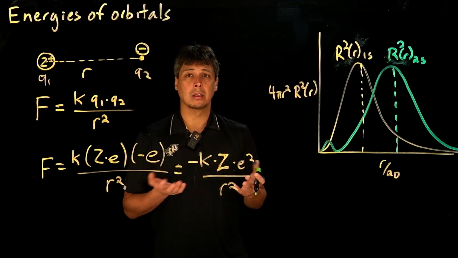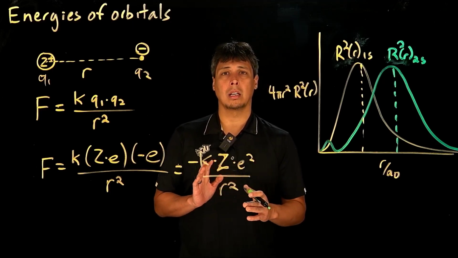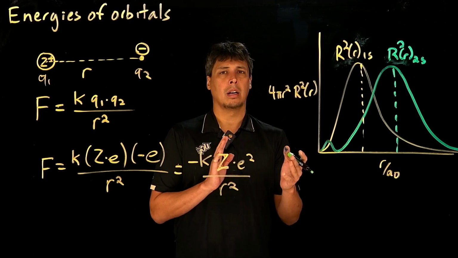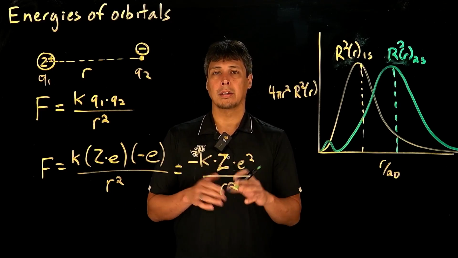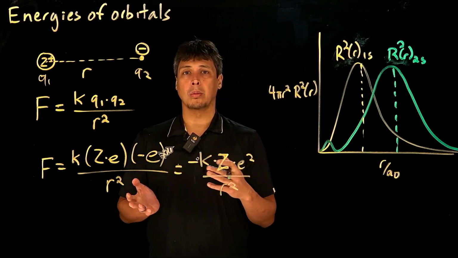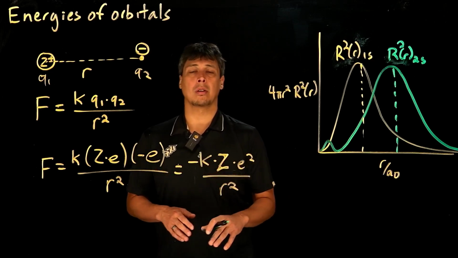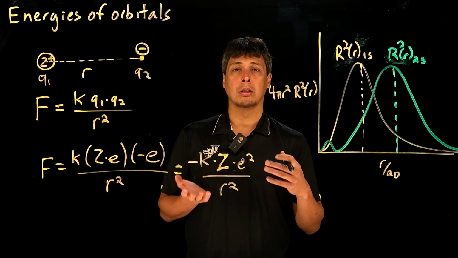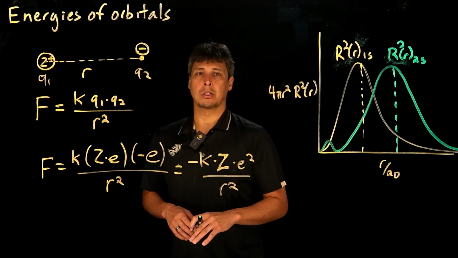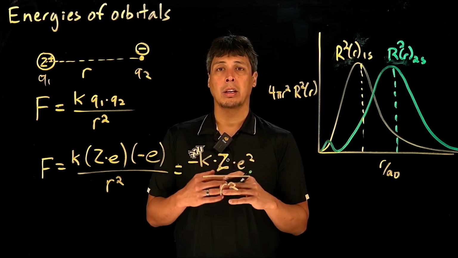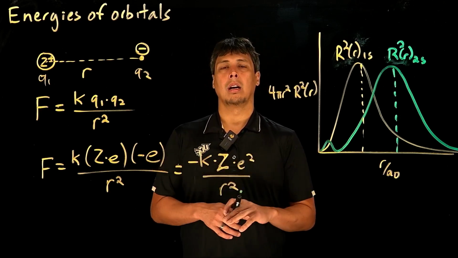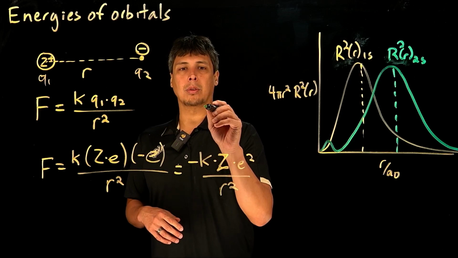So the mean distance of the electron from the nucleus is not the only thing that is going to affect the relative energies between the 1s and the 2s orbital. We also have to consider a phenomenon called shielding. And so what shielding is, is when we're thinking about more than one electron within an atom.